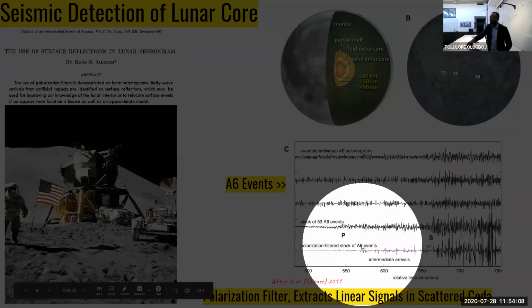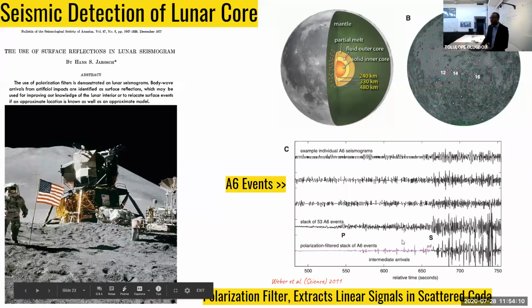It stacks where then the P and S wave phases and other reflections from, say, boundaries in the moon become clearly decipherable. So this is an example of how using polarization filters and array seismology helps you detect boundaries in the moon. In this case, these authors suggest the lunar core. Any questions?